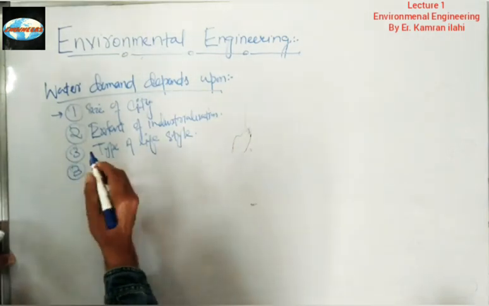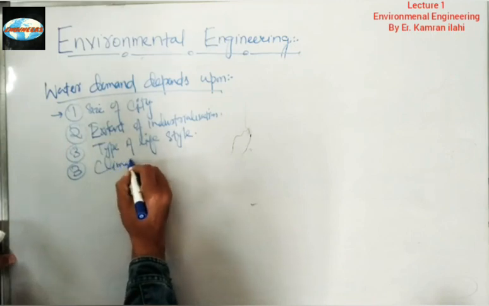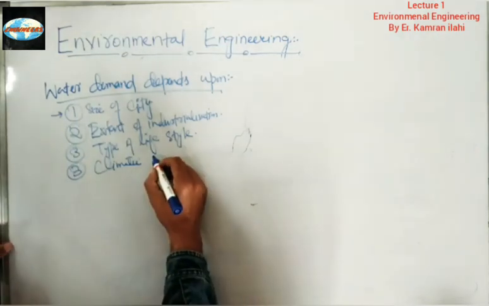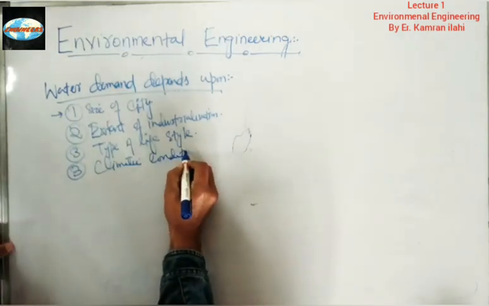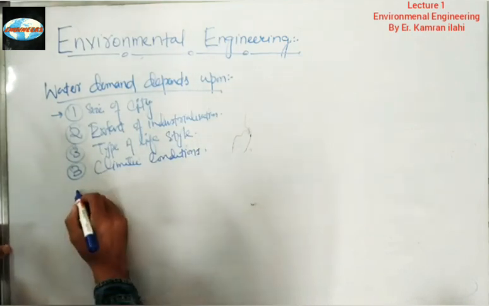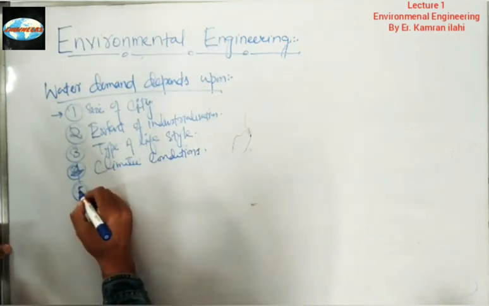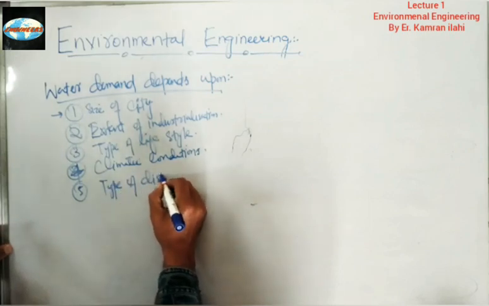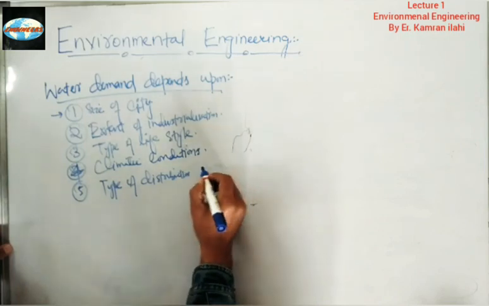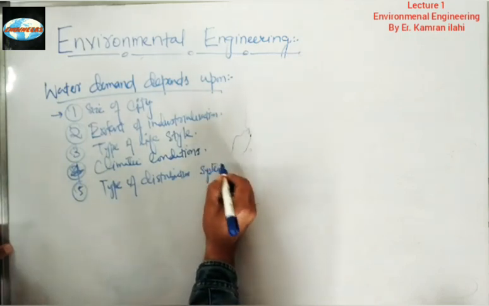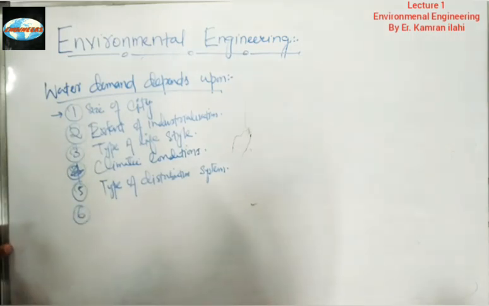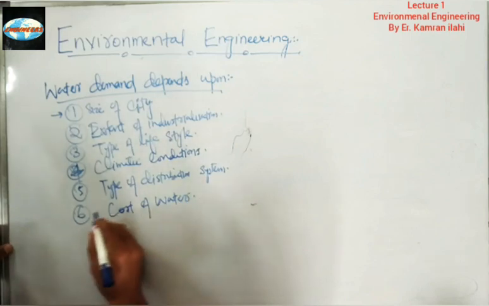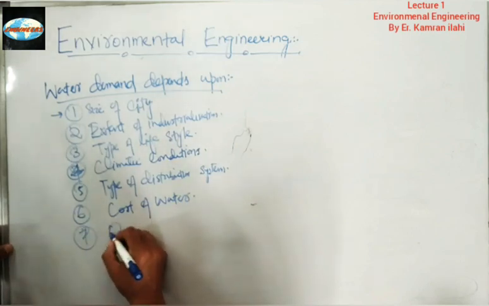Then again, you have climatic conditions. So in hotter climates, people may use more water. And then the fifth one can be the type of distribution system. Sixth, you can say the cost of water, isn't it? You have different units. And seventh, you can say quality of water.